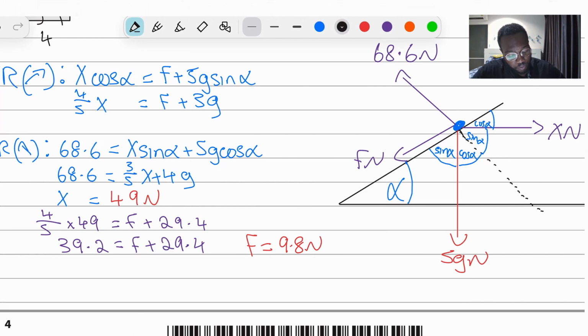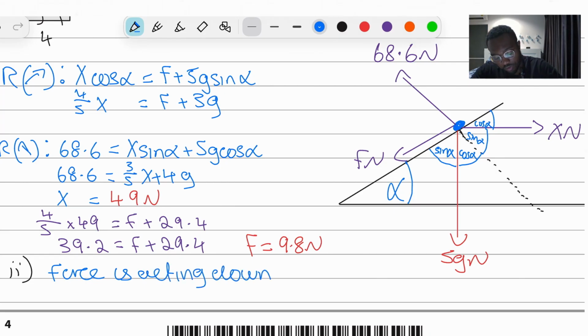For this part, you can just write that the force is acting down the plane, and we know that because our answer for F is positive. Our answer for F is positive, and we've considered that it's already going down the plane, so the force just acting down the plane is fine.